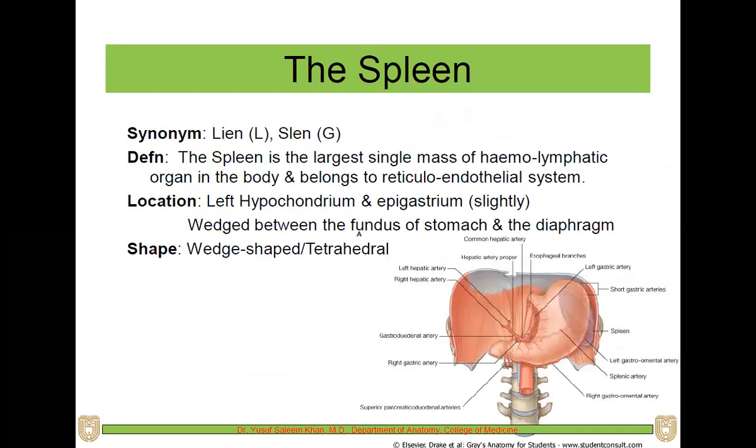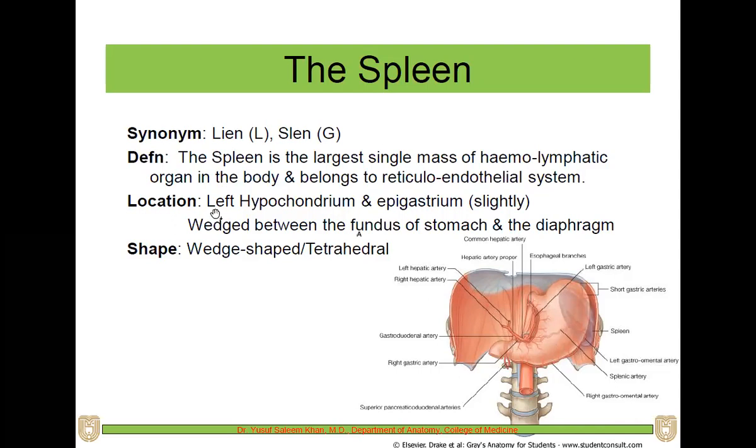Now coming to one important organ in the abdomen, a very important component of the lymphatic system, that is the spleen. Spleen is also called lien in Latin and splen in Greek. This is the largest single mass of hemolymphatic organ, because in early stages it also produces RBCs in the fetus. That's why it is called hemolymphatic. It is a lymphatic organ belonging to the reticuloendothelial system.